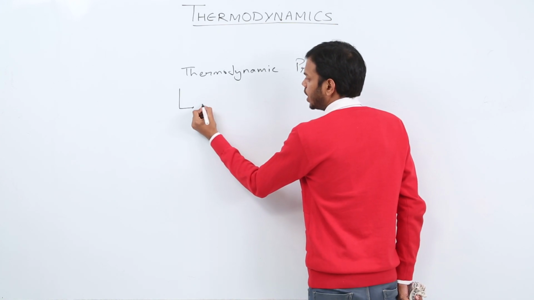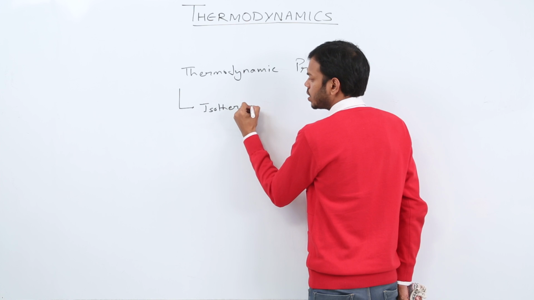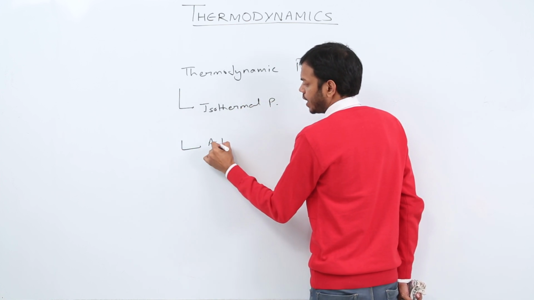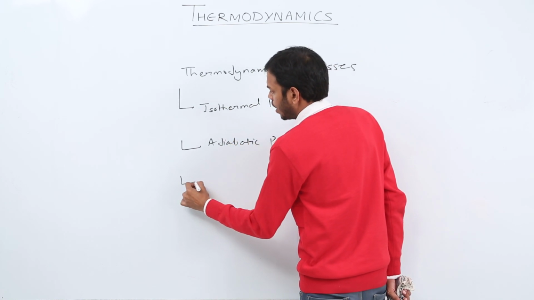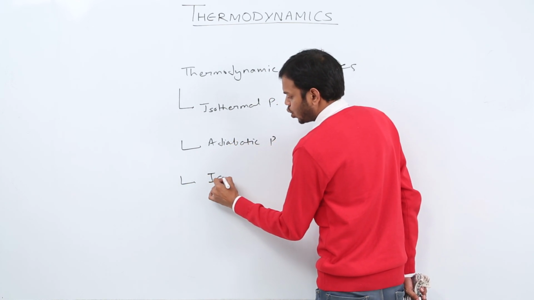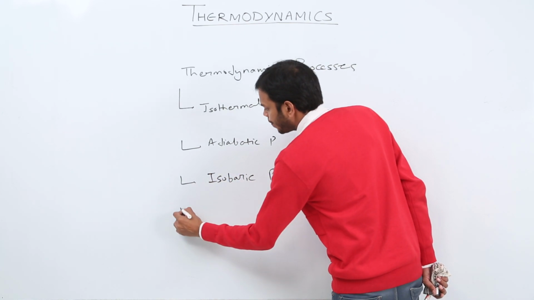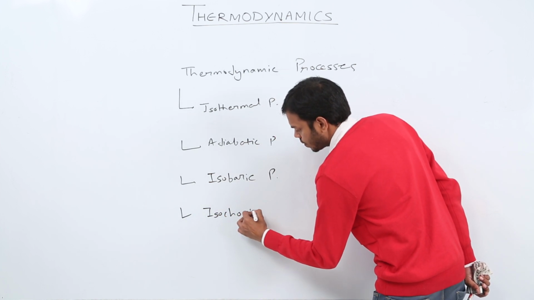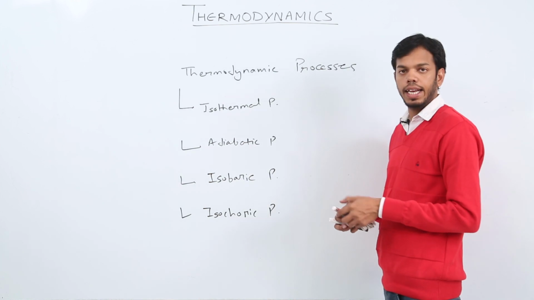First, it is called isothermal process. Then we have adiabatic process. Then we have isobaric process, and then we have isochoric process. So these processes are like that.